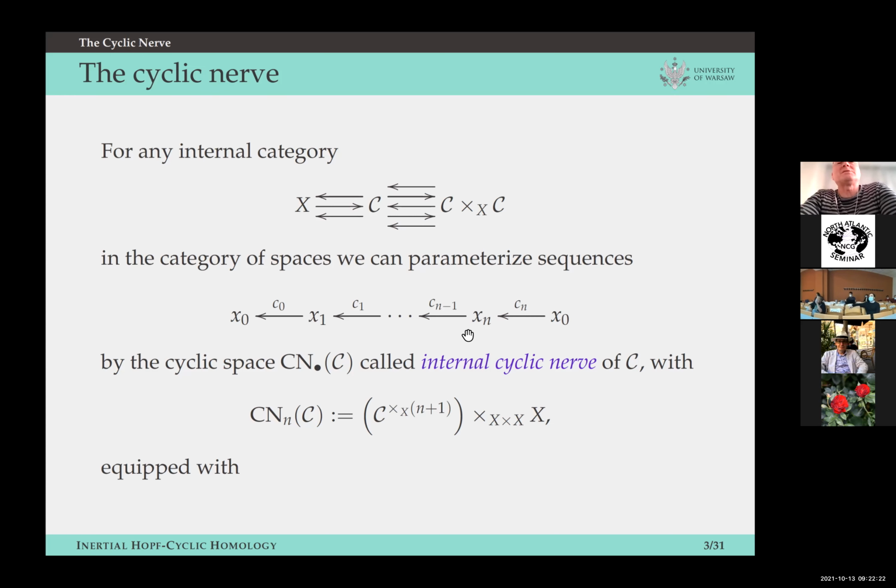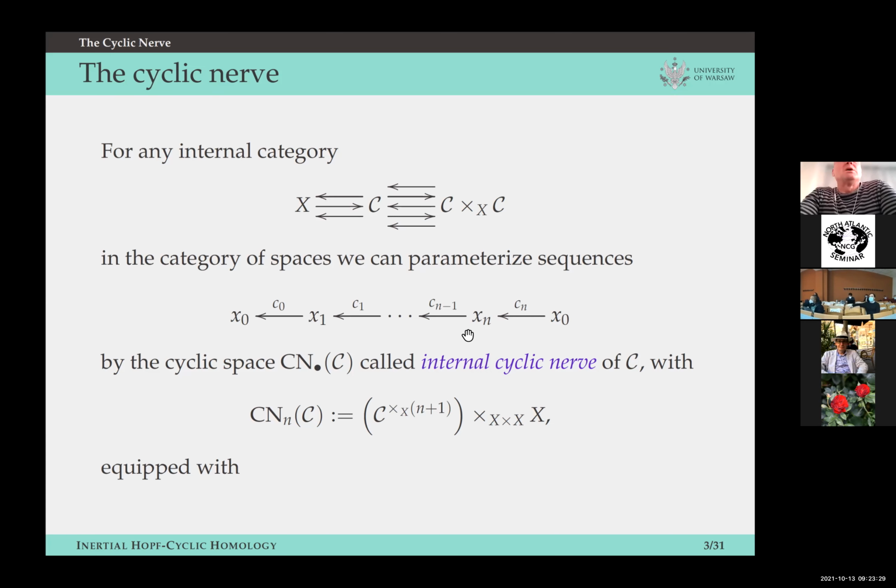So there's a space of objects, denoted by X. There's a space of arrows in this category, C. And there is a fibered product of C over X with C itself, representing composable pairs of arrows. And there are some canonical arrows between these three spaces. So this is an algebraic structure of a category in the category of sets. And in every category, whenever you can speak about fibered products, you can speak about internal categories in this category. So our ambient category for having these diagrams is a category of spaces. They could be topological spaces, they could be affine algebraic schemes, they could be whatever.